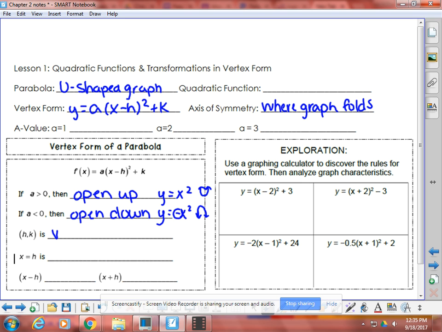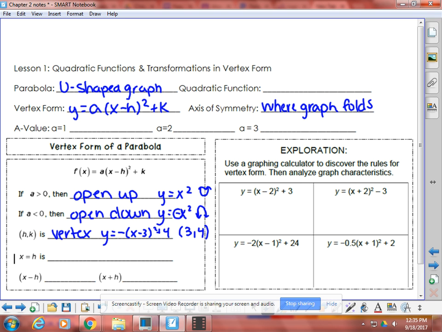(h, k) is going to be your vertex. So if you had the equation y equals negative (x minus 3) squared plus 4, your vertex would be (3, 4). Not negative 3, because it's not the opposite, because the original equation has a negative sign in it, so it would be opposite if it was the negative.